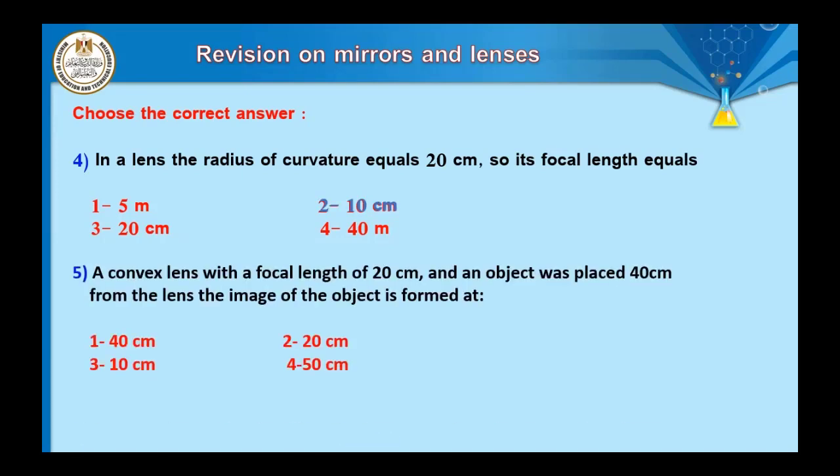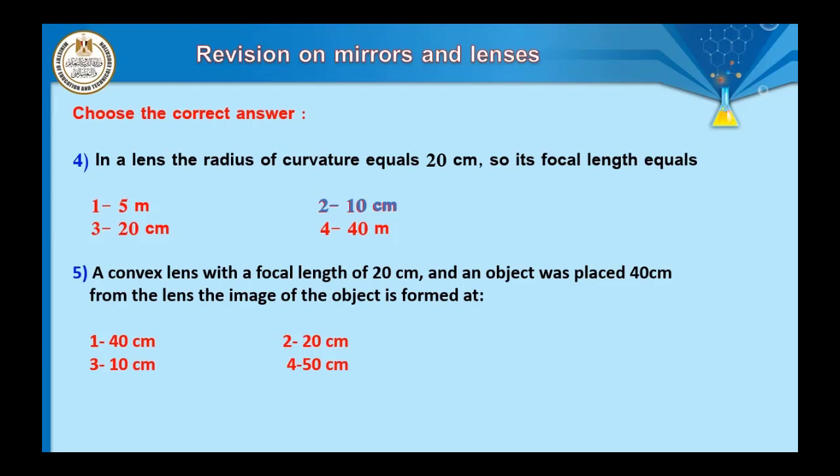Question number 5. A convex lens with focal length 20 centimeters, and an object was placed 40 centimeters from the lens. What is the relation between 40 centimeters and the focal length 20?